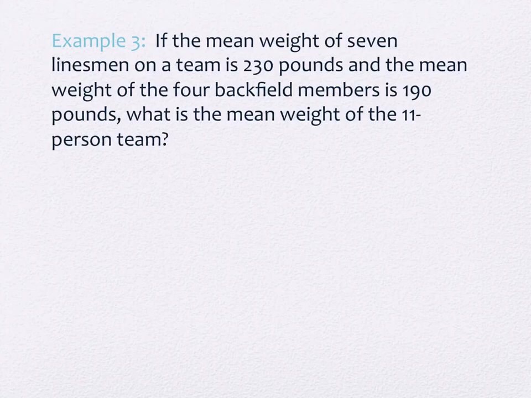This is talking about a football lineup. The mean weight of 7 linesmen on a team is 230 pounds. The mean weight of the 4 backfield members, 190 pounds. What is the mean weight of the 11-person team? Now, if there were the same number of people in the 230 category and the 190 category, you could just add the 230, 190 and divide by 2, but they're not. There are more people in the 230 weight category than there are in the 190 weight category, right? So there's got to be some sort of a balancing to what's going on there for that to work.